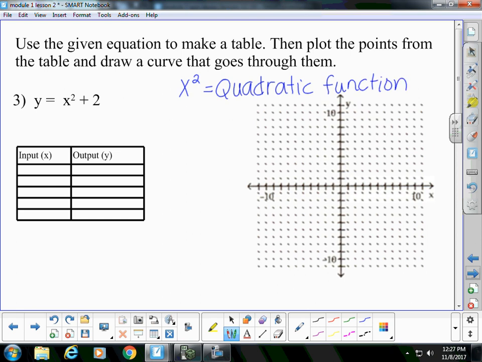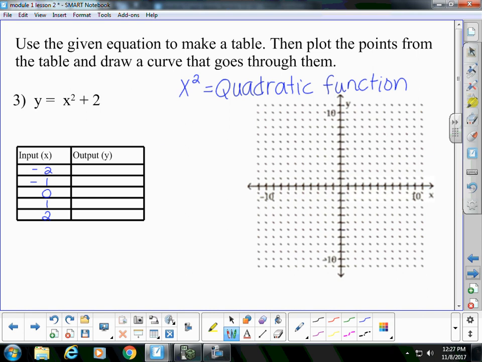So x squared in a function means that it's a quadratic function. Okay, so we're going to do some input-output values, and specifically we're going to use the numbers -2, -1, 0, 1, and 2.